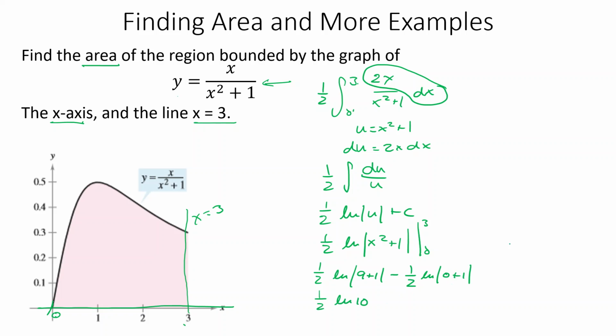The natural log of 1 is just 0, right? Because e to the 0 equals 1. So the natural log of 1 is just 0, so this is just 0. So we just get 1/2 the natural log of 10, or we can say this is the natural log of the square root of 10. Either one of those is okay. All right, so that is this area.